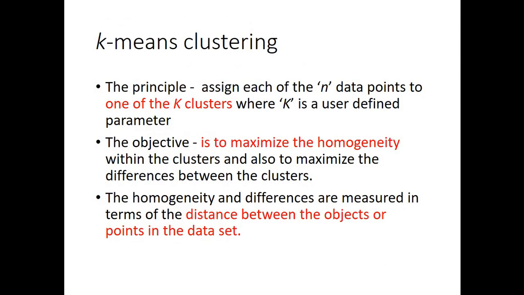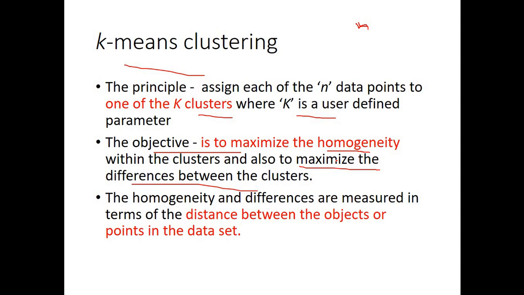K-means clustering, the principle: assign each of the n data points to one of the K clusters, where K is the user-defined parameter. So that means if there are K clusters and n data points, each point will be assigned to one of the clusters in K-means clustering. The objective of K-means clustering is to maximize the homogeneity within the clusters and also maximize the differences between the clusters. That means all the points within the same cluster should be homogeneous. And if you consider any two clusters, they should have differences, that means they should be heterogeneous. So points within the same cluster are homogeneous and they are heterogeneous with respect to other clusters.